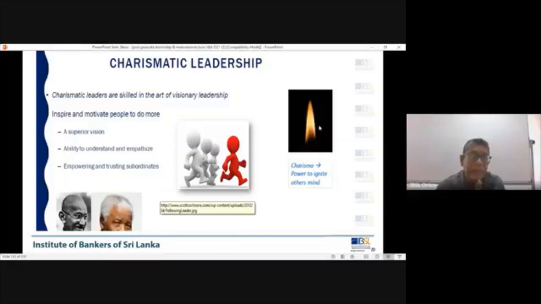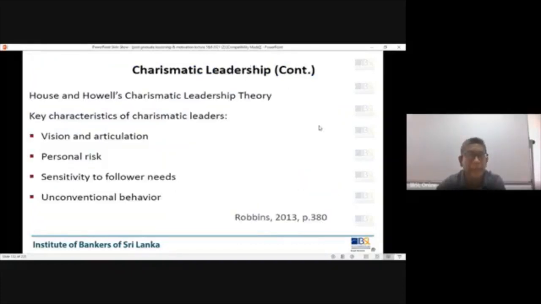right? Empathy means, I also behave like that, right? So those are some of the qualities and characteristics of charismatic leadership, right?